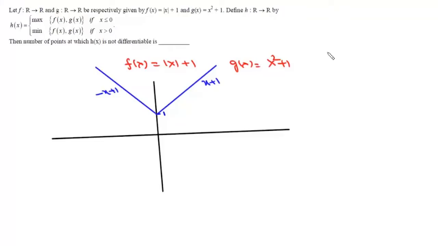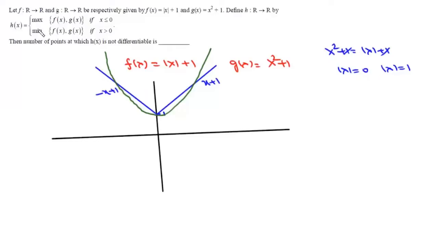Now if we equate them, then we can write x² + 1 equals |x| + 1. From here we'll get |x| equals 0 and |x| equals 1. So these two graphs will intersect at 0 and ±1. So if we draw the graph of g(x), it'll be basically this graph.